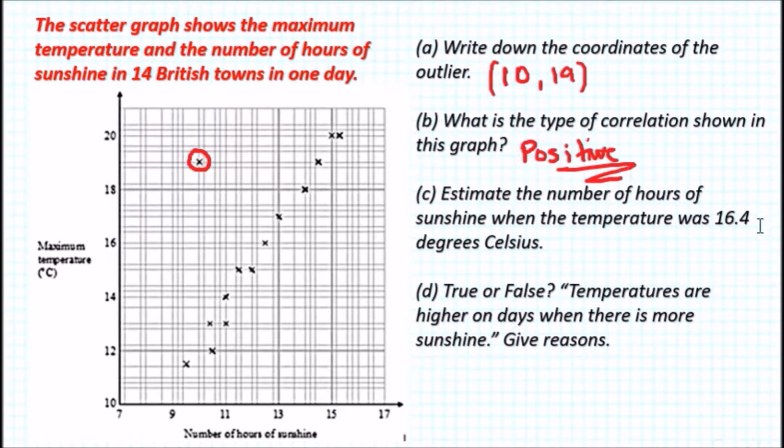Now, estimate the number of hours of sunshine when the temperature was 16.4 degrees Celsius. Okay, so this one's quite specific. So what we should do is look at the degrees Celsius column and find 16.4. So of course it's going to be between 16 and 18. We know bang in the center is 17, so if this is 17, it's probably somewhere here. So if we just draw a dotted line across, we should be able to have a rough guess. But the best thing to do really is to draw a line of best fit.